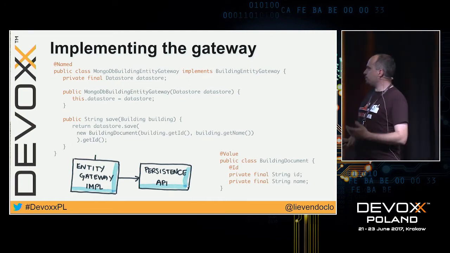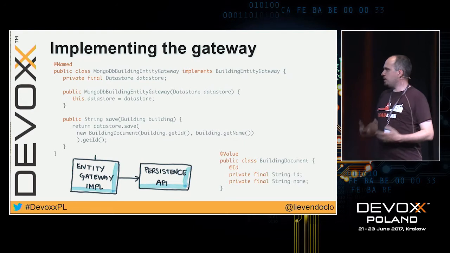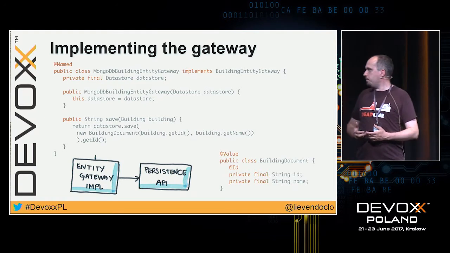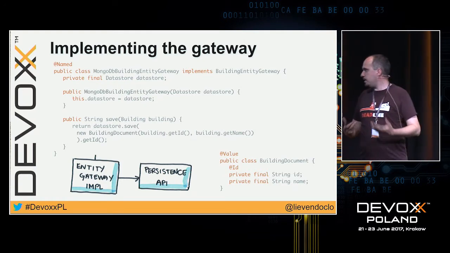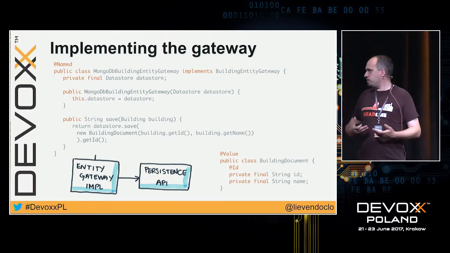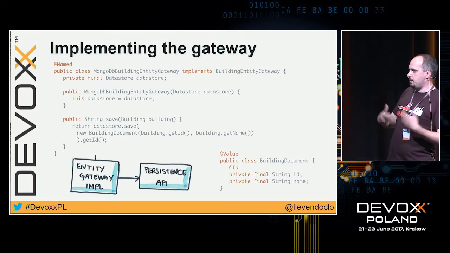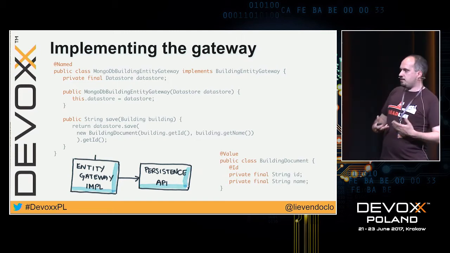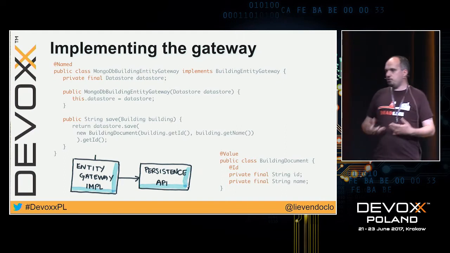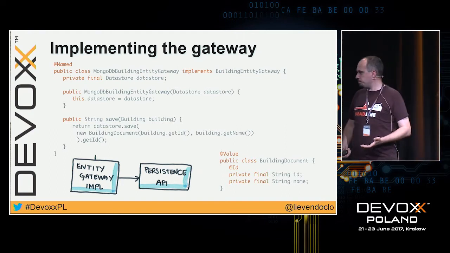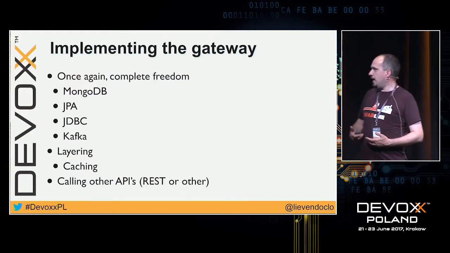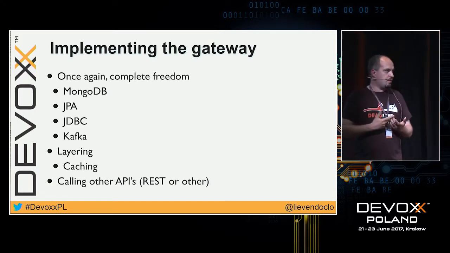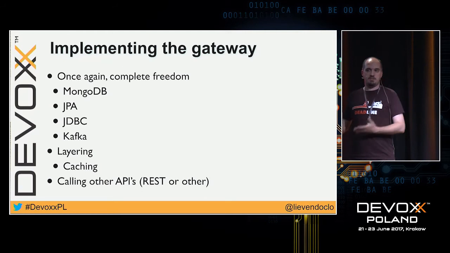Speaking about later dates, now we're going to implement that gateway. Here I've chosen MongoDB, and I'm using Morphia to build a building document with an ID and just save that document in my database, in my MongoDB. Again, this is another data structure that's being used to decouple my domain model from my persistence model. And once again, you've got complete freedom. Because I'm using an entity gateway, you've got complete freedom to choose whatever persistence system that you want.